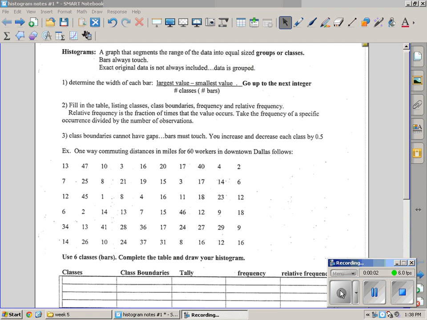It's going to look just like a bar graph. It is a bar graph. However, our bars are going to touch. Because that's going to be the difference here. One of the differences, that our bars are going to touch. And that's all written up there.